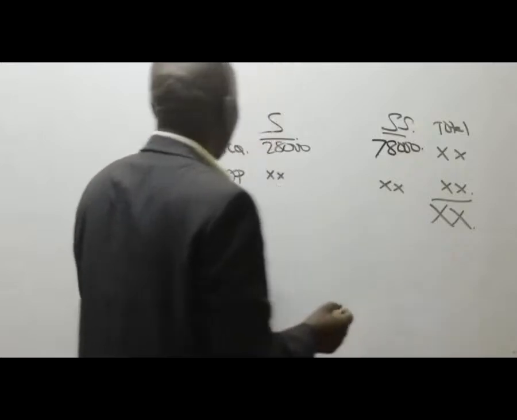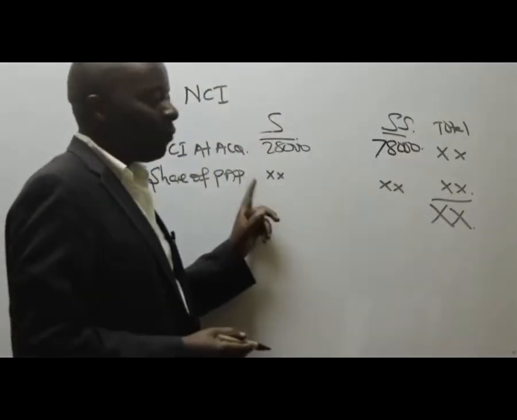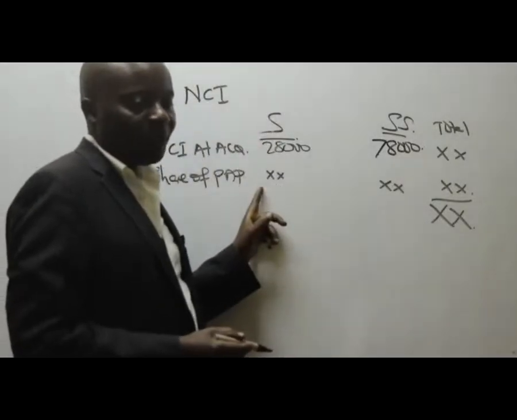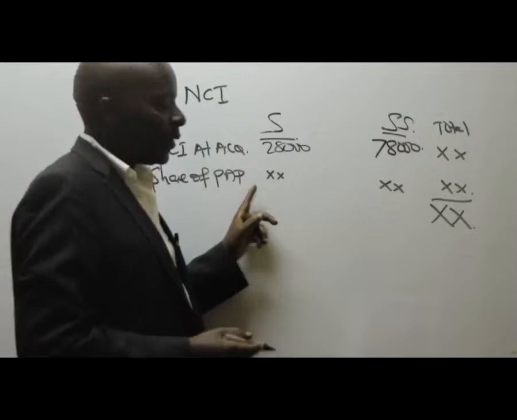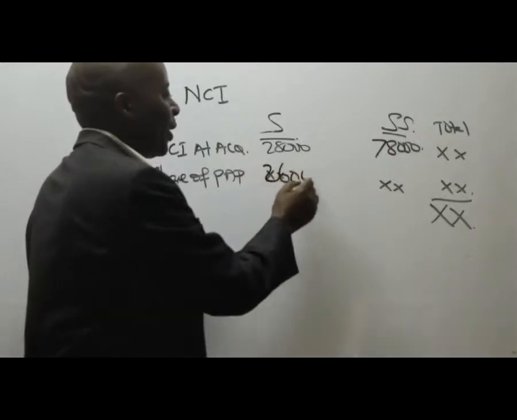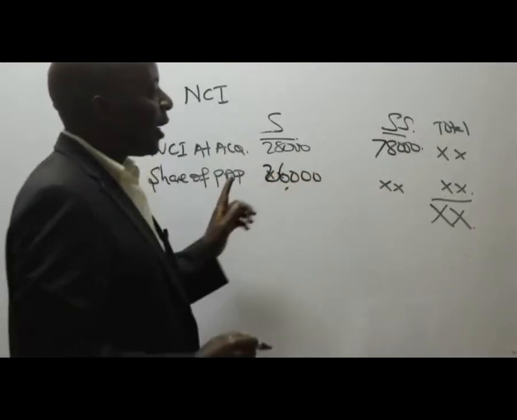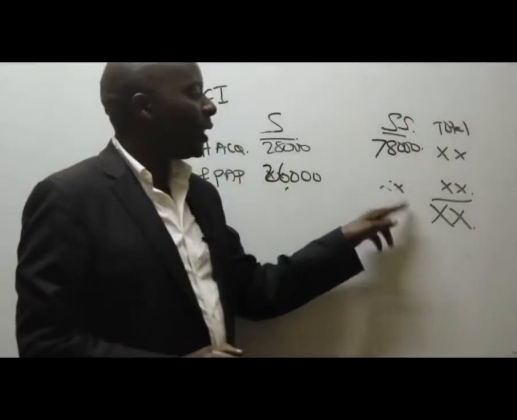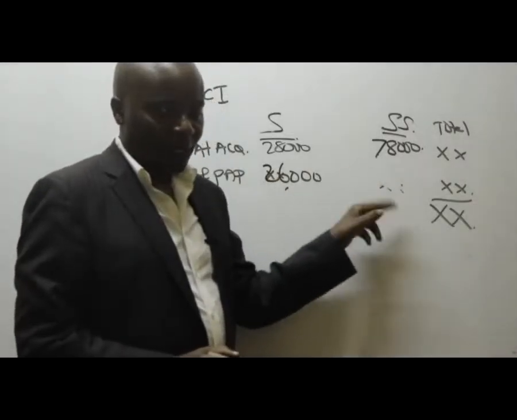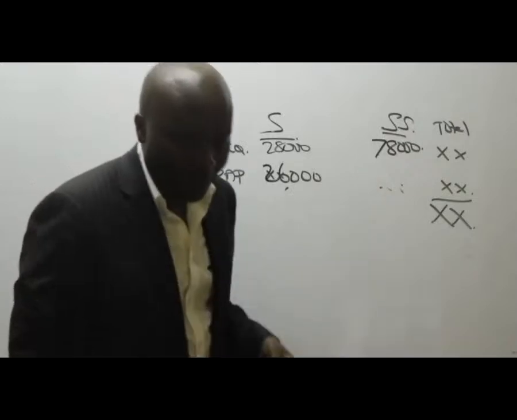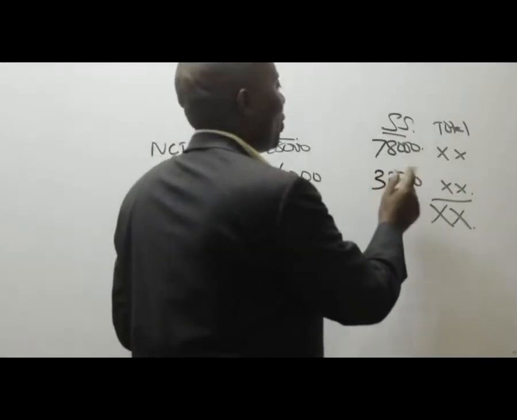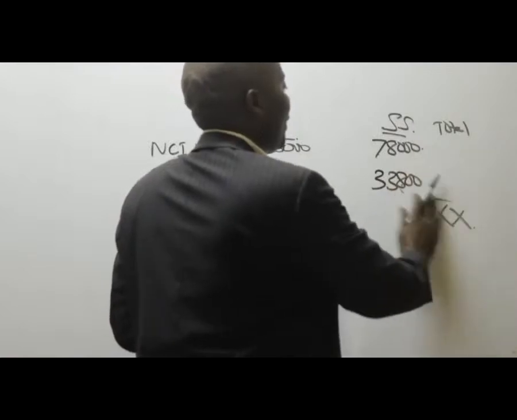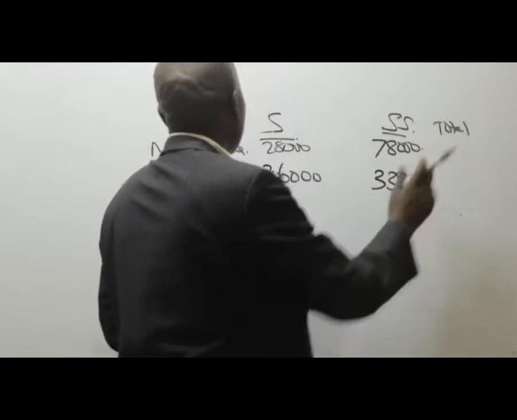How about the share of PUP? We have the share of PUP: 26,000 for S. How about the share of PUP for SS? It comes to 33,800. So could you kindly give me these figures very fast?